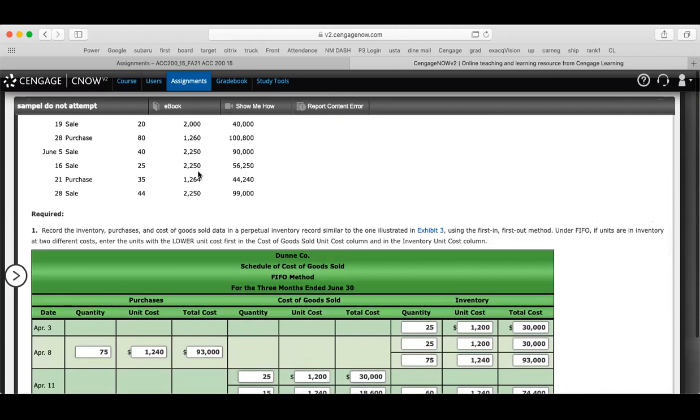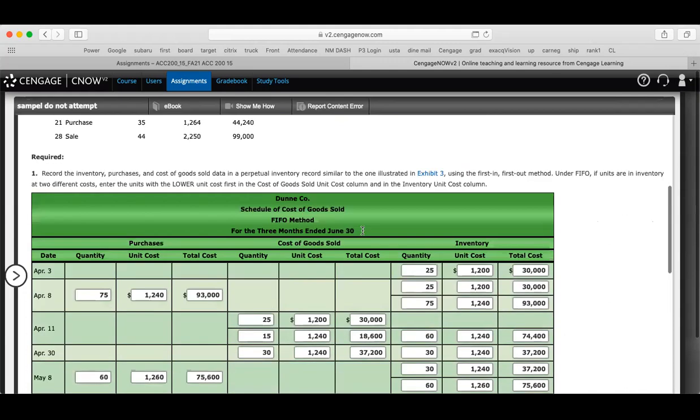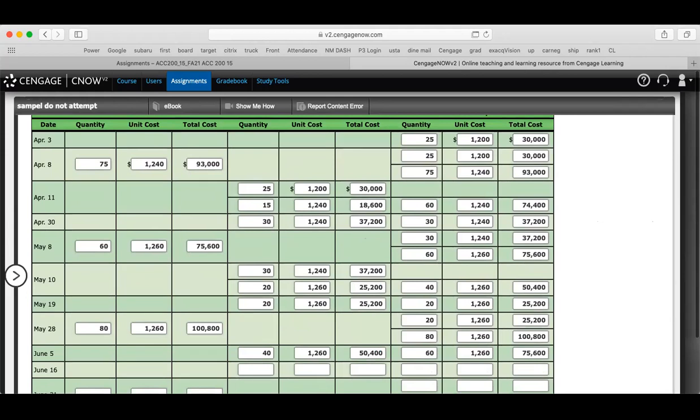Sale of 25 at 2250 and total 56,250. So June 16, we sold 25 at 1260 again. So 25 times 1260 gives me 31,500. And right here, what we're going to get is 60 minus 25, this balance minus 25, will give us 35. Oops, that's supposed to be 60. This will be 35. All I did was this 60 minus this 25, because we took them out.